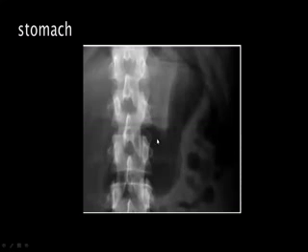So this is normal stomach appearance. This is how stomach appears in the right upper quadrant, normally in the central quadrant. This is stomach lucency. This is normal.